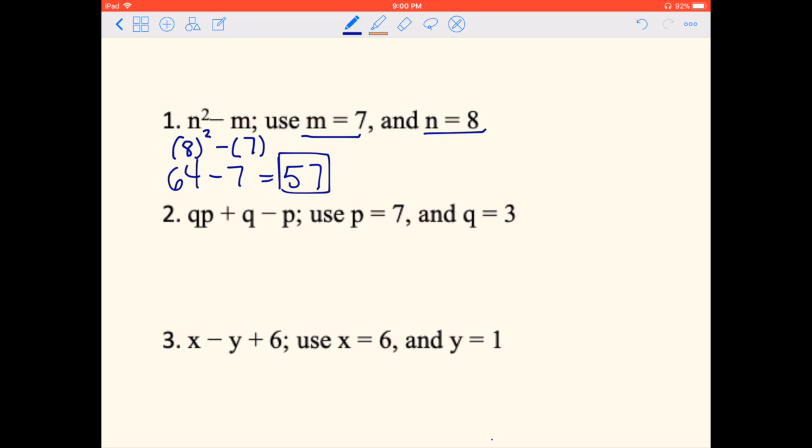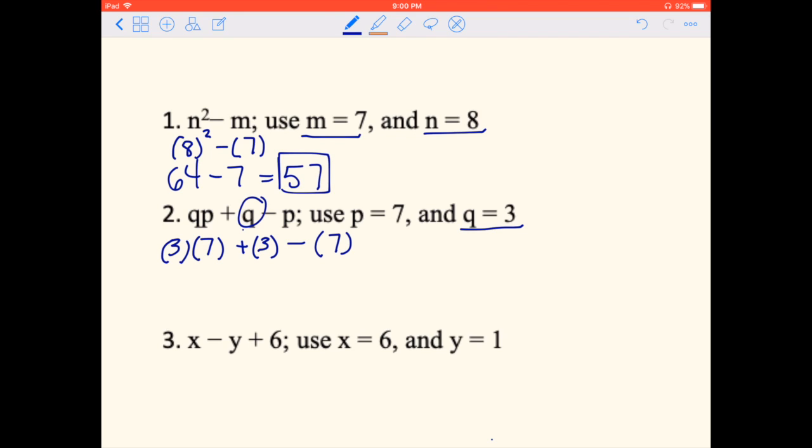All right, let's look at number 2. It says QP plus Q minus P. Use P equals 7 and Q equals 3. I'm going to replace all of these variables with parentheses. Then it says Q, so I'm going to look at what Q equals. Q equals 3, so I'm going to replace that first Q with a 3. Anywhere else I see a Q, like right here after this addition sign, I'm going to replace it with a 3. And then P is 7, so wherever I see a P, I'm going to put a 7.